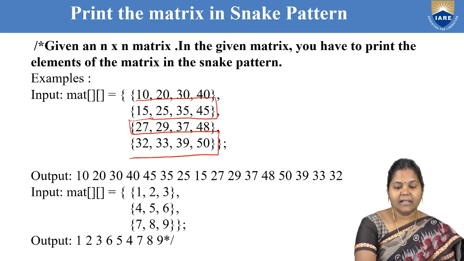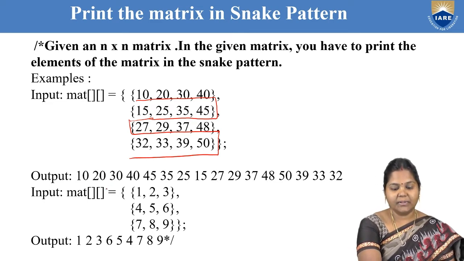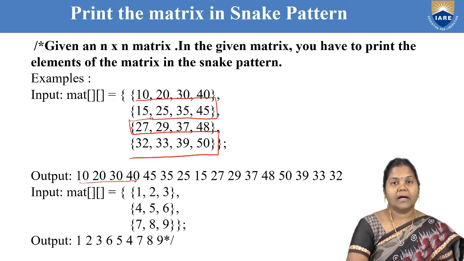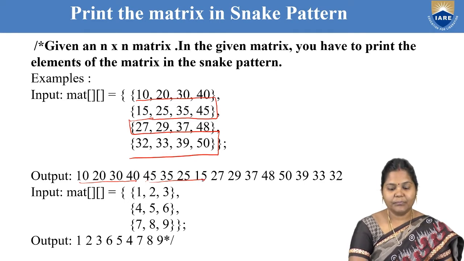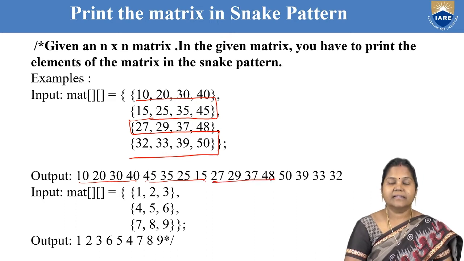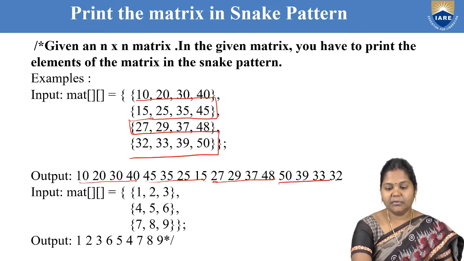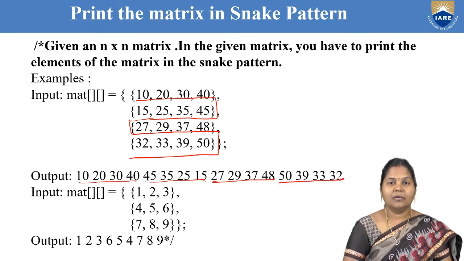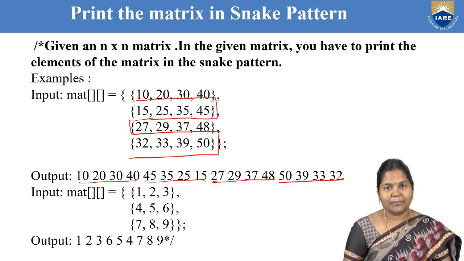So, you can see the output. If you observe the output, 10, 20, 30, 40 are for the even row. Similarly, 45 to 15 are for the odd row, so it is in opposite order. Similarly, 27 to 48 is in the even row and it is from left to right, and 50 to 38 the values are for the odd row and it is in the opposite pattern. So together it forms a pattern called snake pattern.